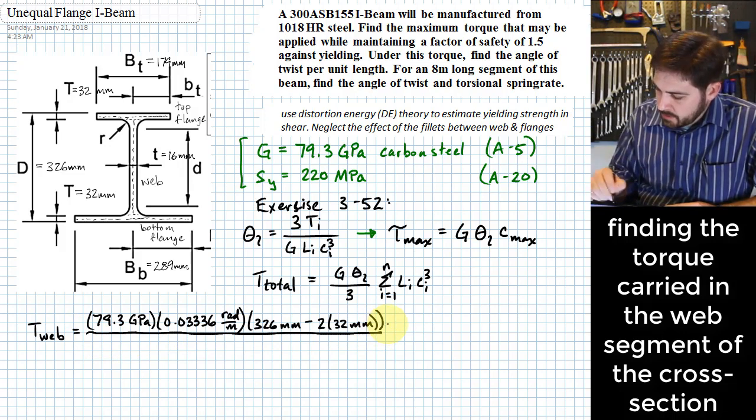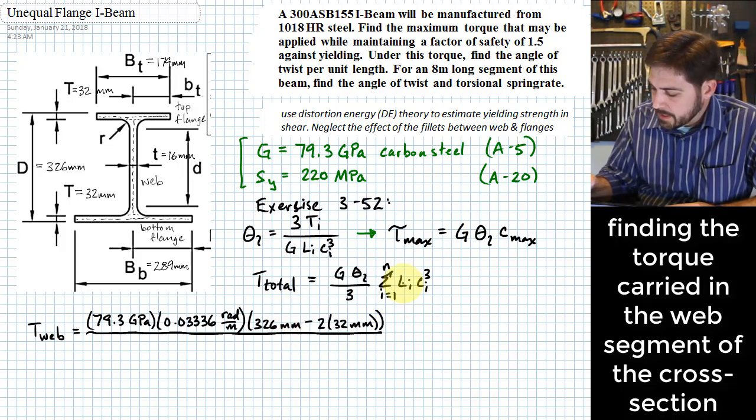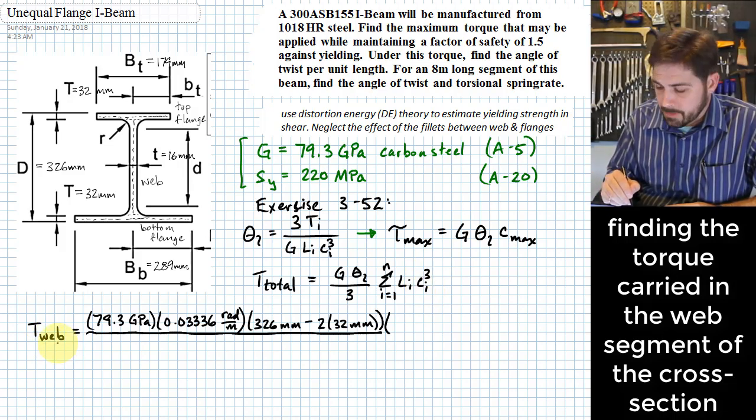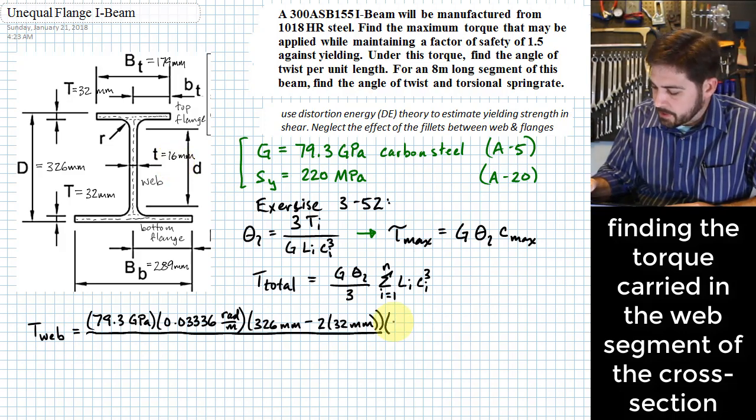Okay, but we're still not quite done. We need one more factor up there in the numerator, because what we just dealt with was the length of the median line. The next thing we need to do is take the thickness value that you see right there that we've called C sub I. That's just the thickness of this portion that we're working on, which is the web, and that's 16 millimeters.